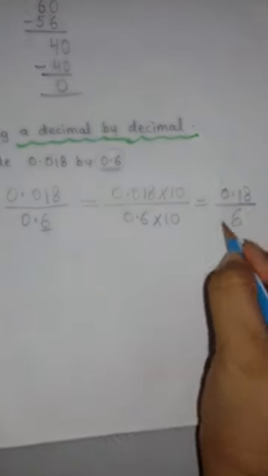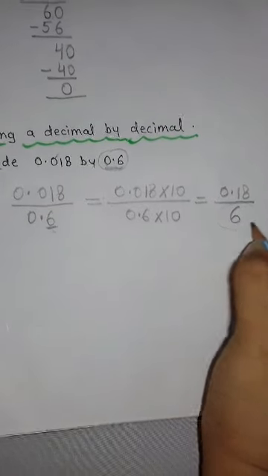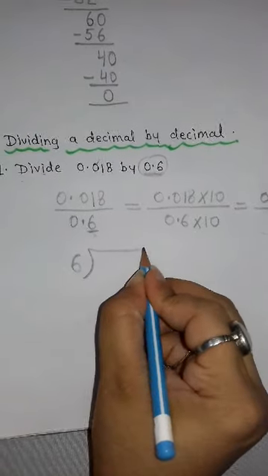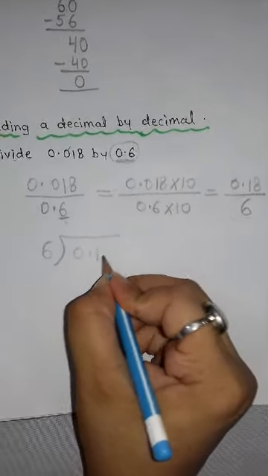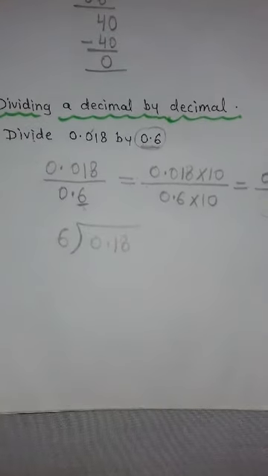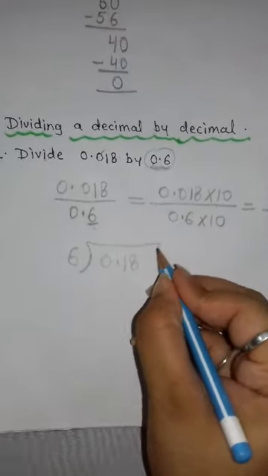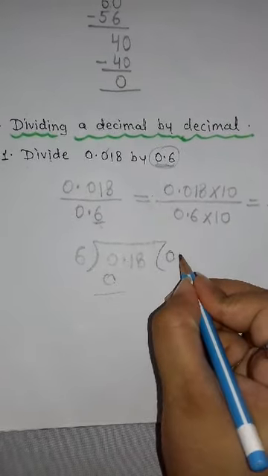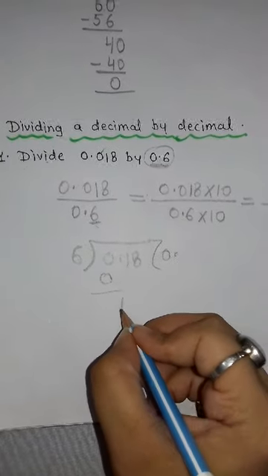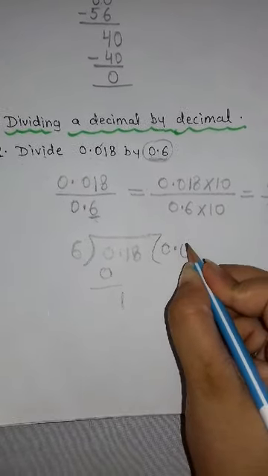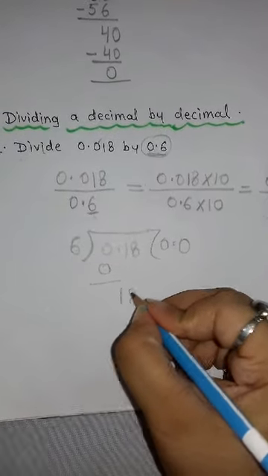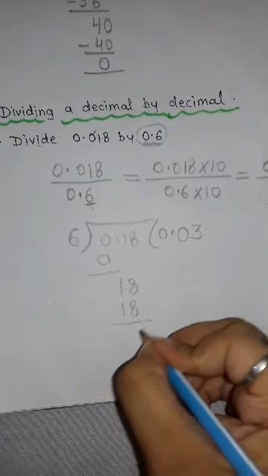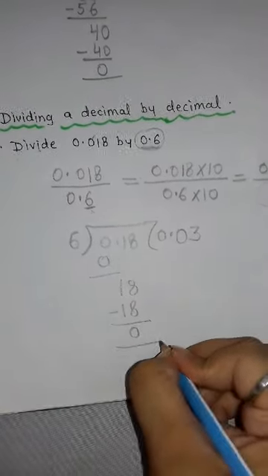Now here the divisor is 6. Divide 0.18 by 6. Now divide as we divide the whole number. 6 0 times here. Put the decimal point in the quotient. Write down 1. 1 is not divisible by 6, so put again 0 in the quotient and write down 8. Now 6 3s are 18 and subtract, remainder 0.